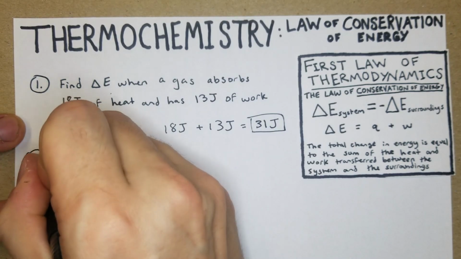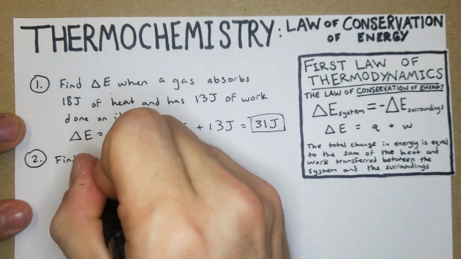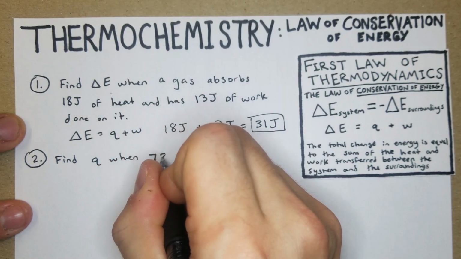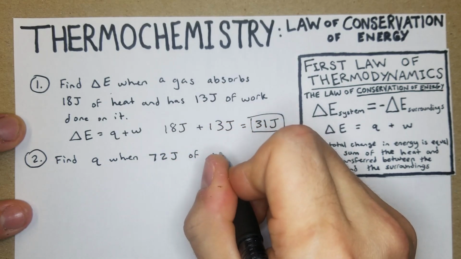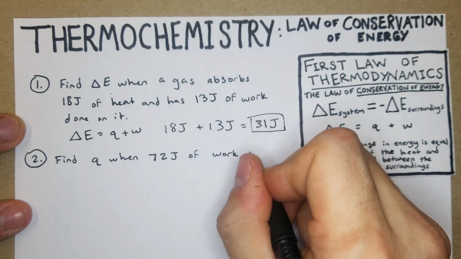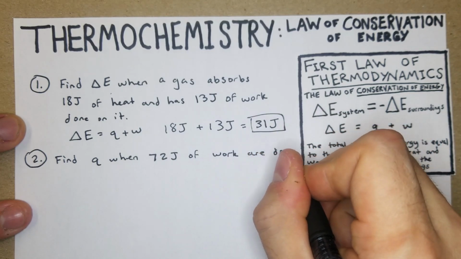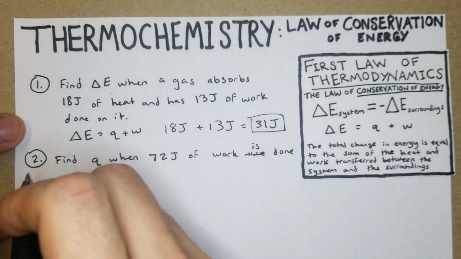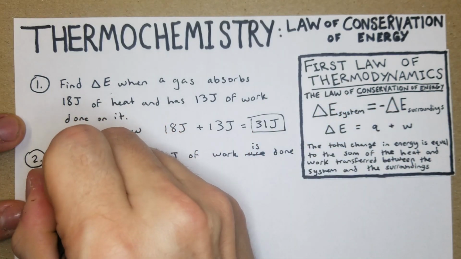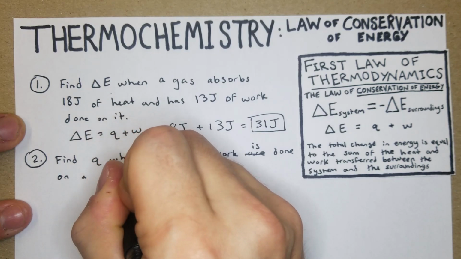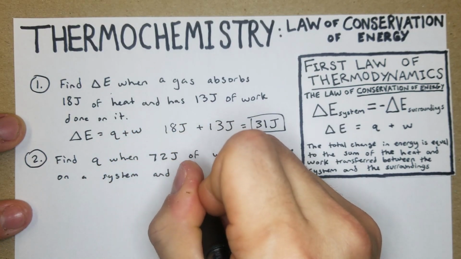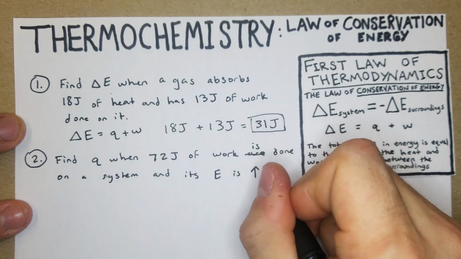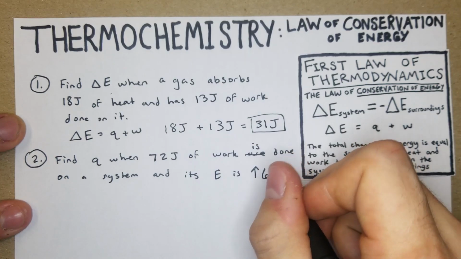From there we're going to find Q, or heat, when 72 joules of work is done on a system, and its E is increased 61 joules.